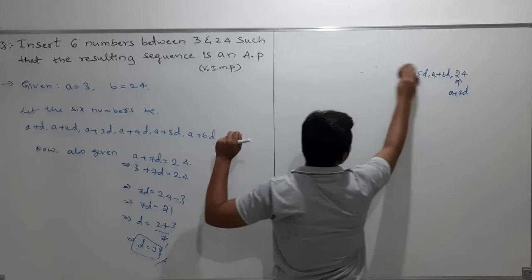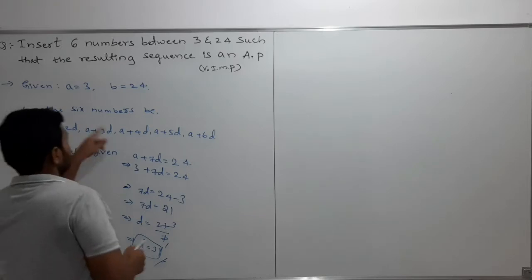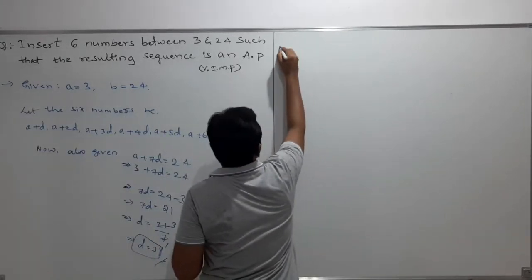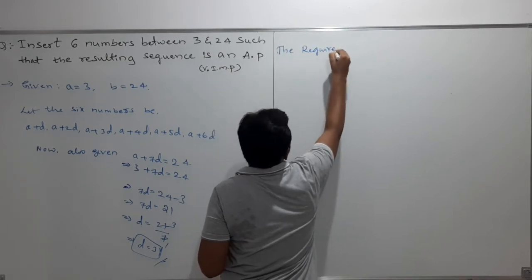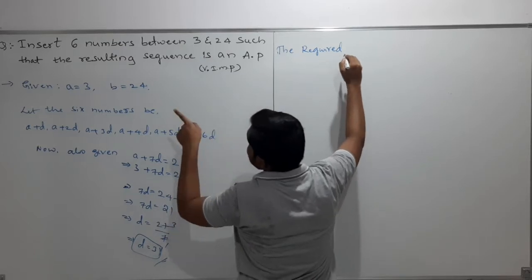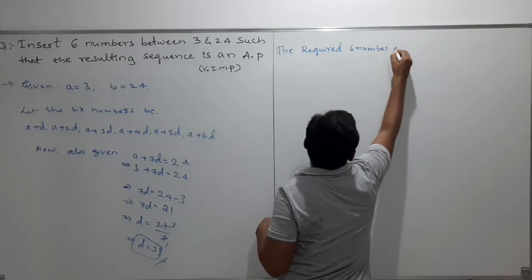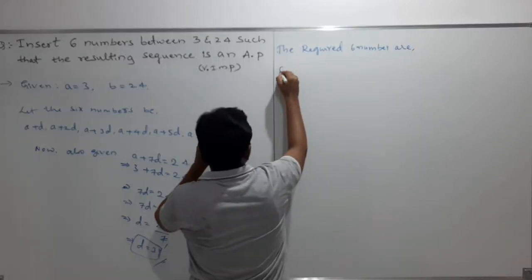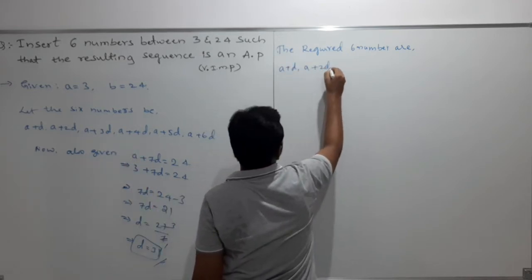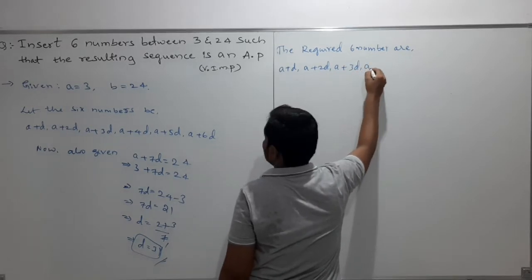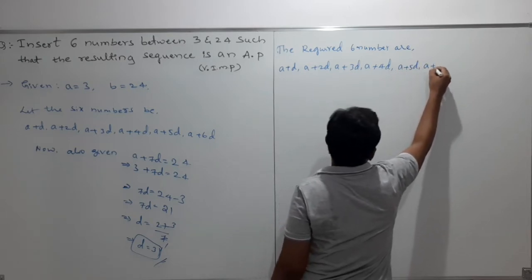And now my dear students, these are the 6 numbers. We know the first term and we know the common difference D, so easily we can write them. Therefore the required 6 numbers are A, A plus D, A plus 2D, A plus 3D, A plus 4D, A plus 5D, A plus 6D.